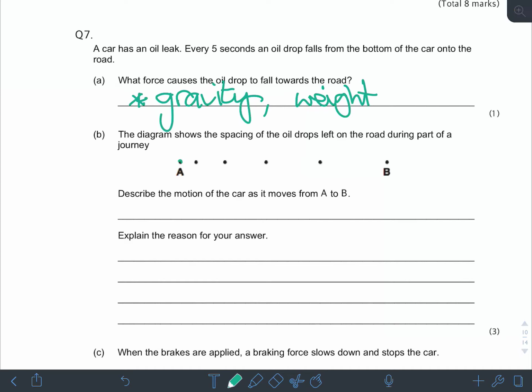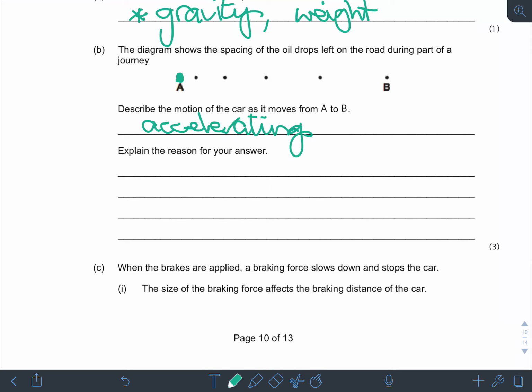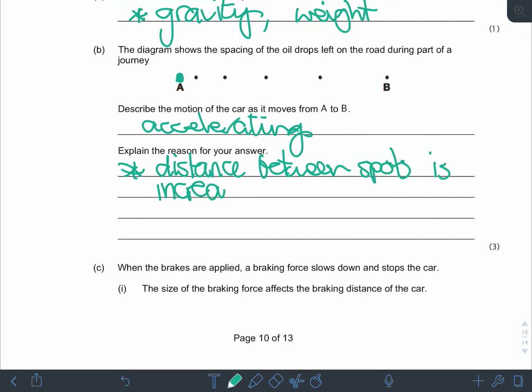Okay, so the car starts here, and then gradually you can see the oil drops get more spaced apart. So describe the motion. The car is accelerating. Give a reason for your answer. Two points to make. The first one is the distance between spots is increasing. You've got to mention that it's getting bigger.